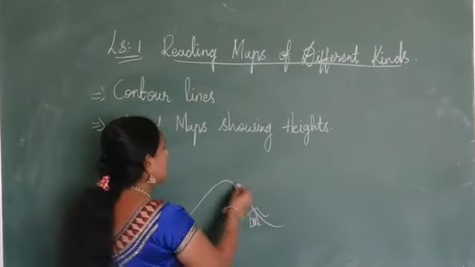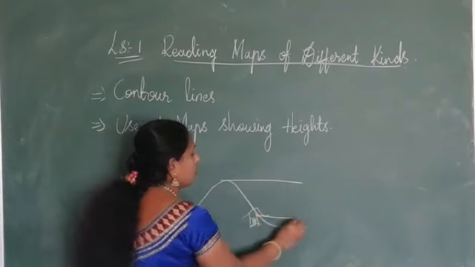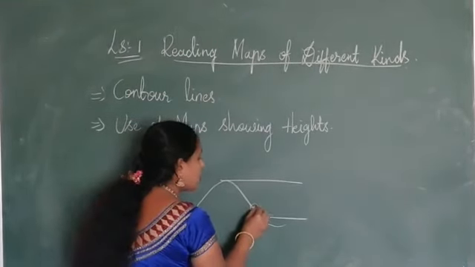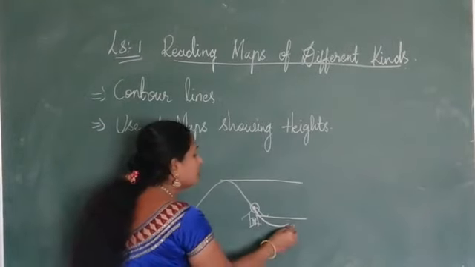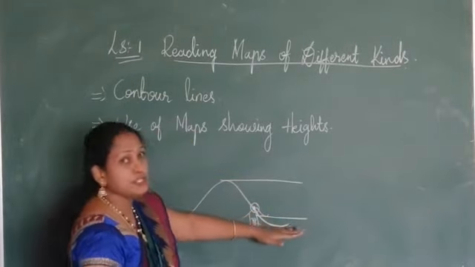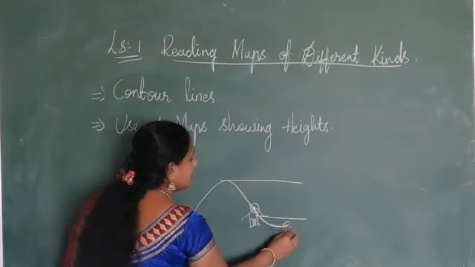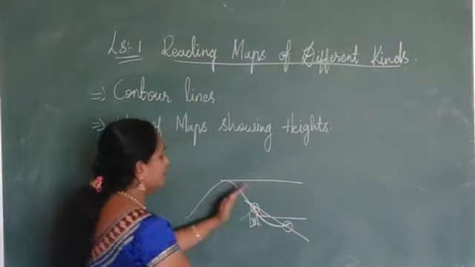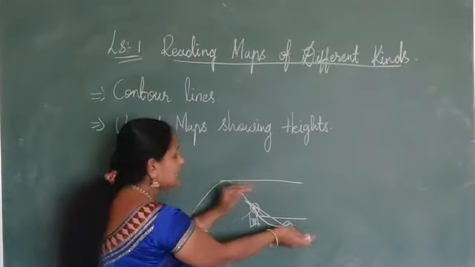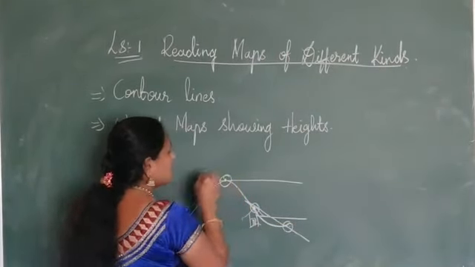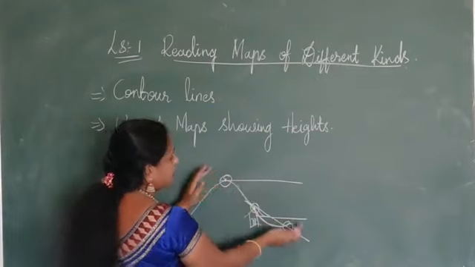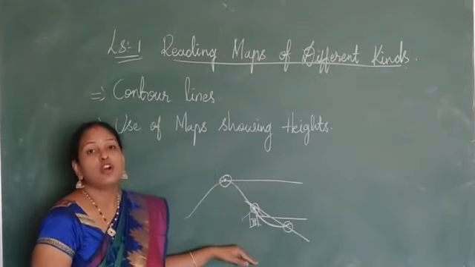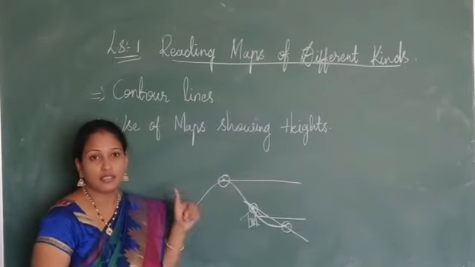Okay, so I want to measure from here and here. Got it? So when I started this contour line from here to here, it is like a steep slope. Got it, children? A steep slope. The contour lines which are passing through the middle will be nearer. Fine. If it is a gentle slope, they will be far apart. Got it? So this is about contour lines. Okay, children? Got it now?